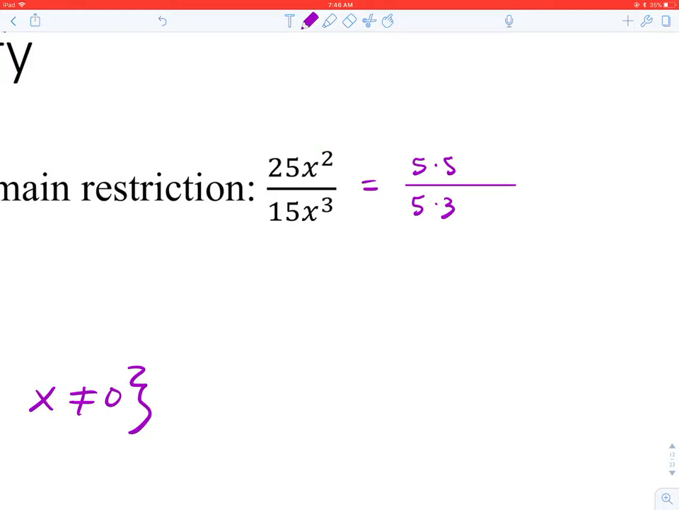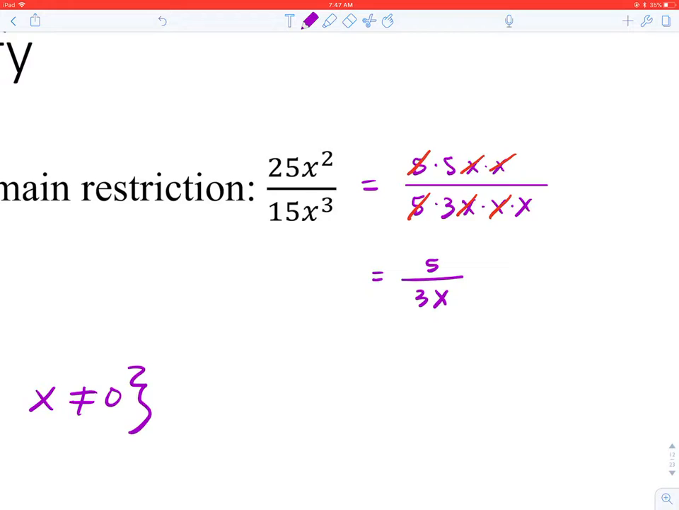Okay. And then thinking back to when we studied exponents, and we were simplifying expressions using exponent properties, remember that x squared is x times x, and x cubed is x times x times x. So now looking to simplify here, 5 over 5 will cancel. X divided by x is 1. X divided by x is 1. So now if we look at what we're left with, we will just have 5 over 3x.